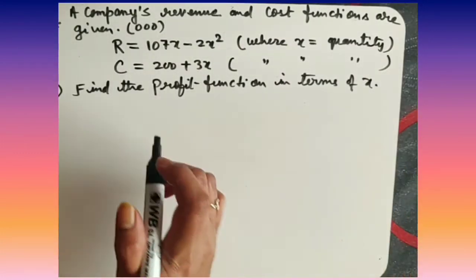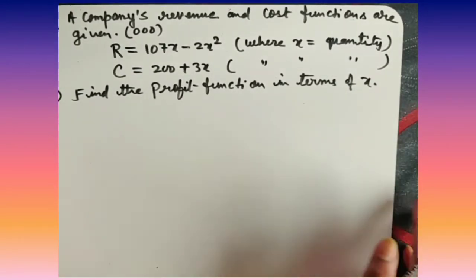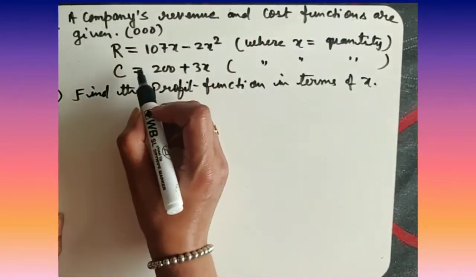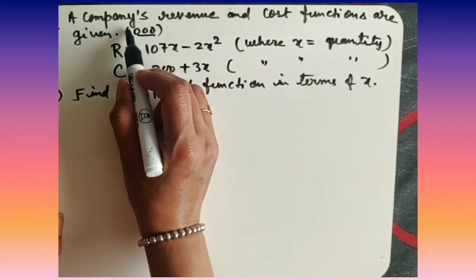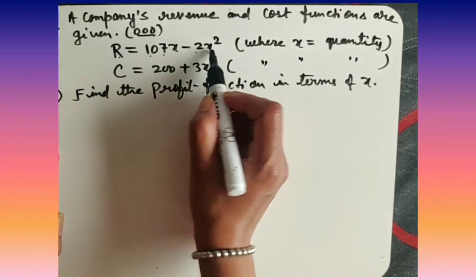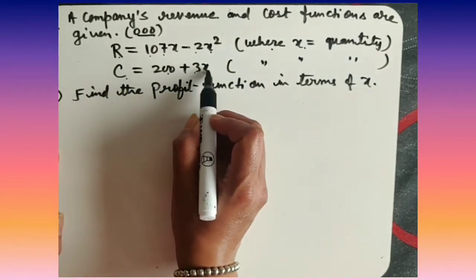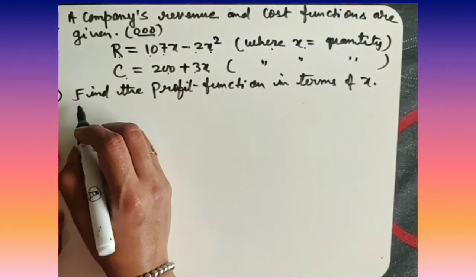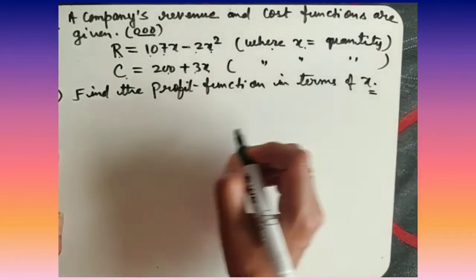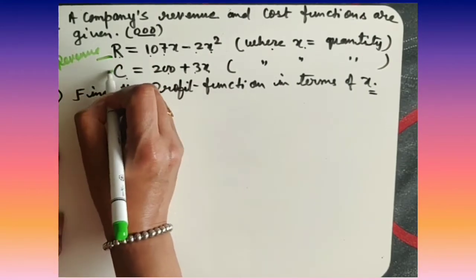Now I am going to take the next question on how to maximize the function, but it is a slightly different question. A company's revenue and cost functions are given in 000, which is either euro, pound, dollar or rupees. The revenue function is 107x minus 2x squared, where x is the quantity, and the cost function is 200 plus 3x, with the same x as quantity. The first question is: find the profit function in terms of x. So this is the revenue and this is the cost.